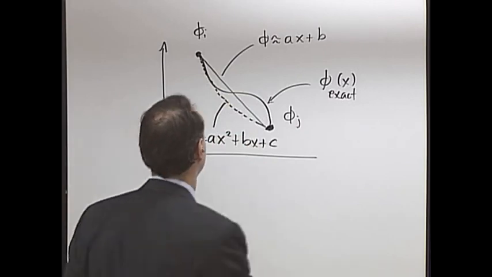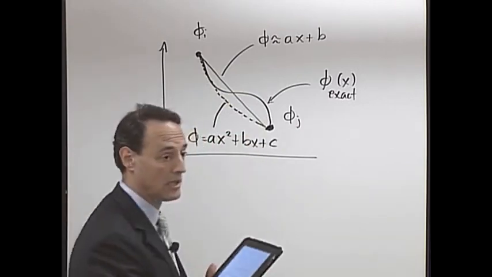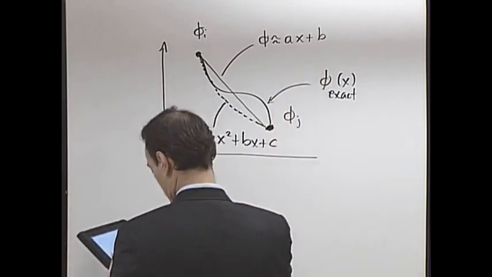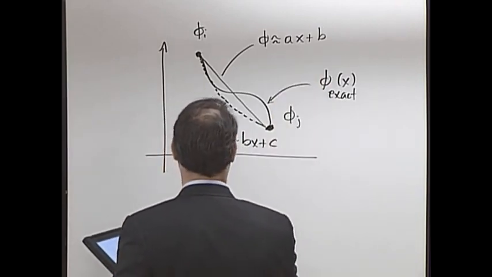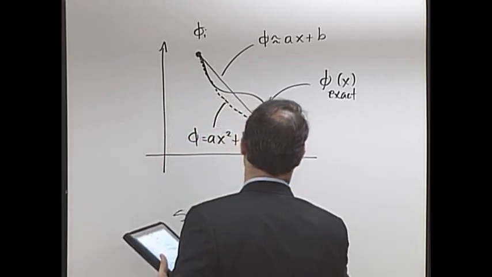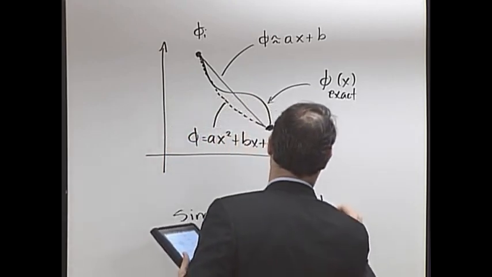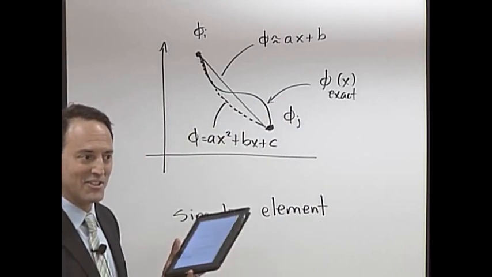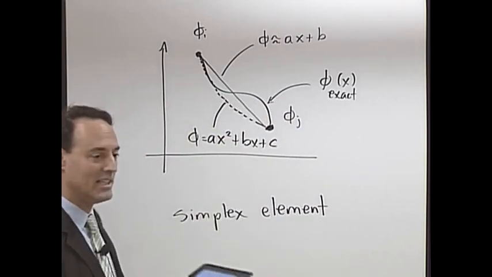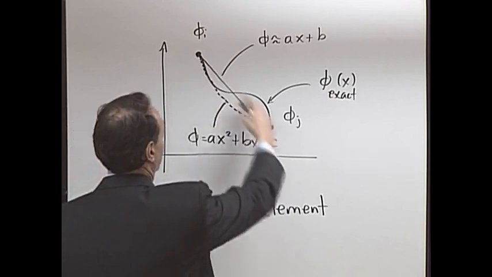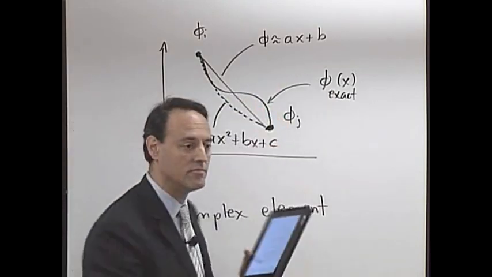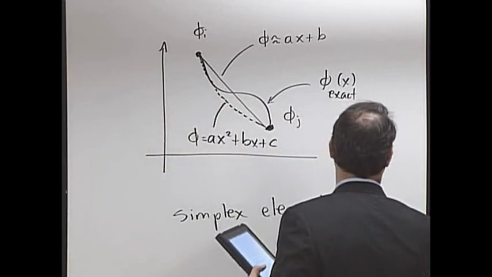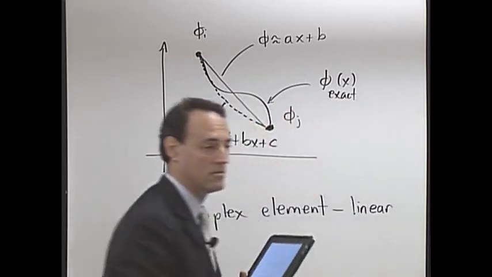And by the way, if you do it with linear functions here, this is called a simplex element. It's not contagious. Seriously. Okay. This is my element, this line. The simplex element is basically linear functions. Okay?